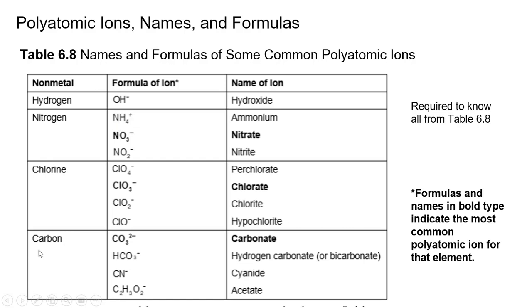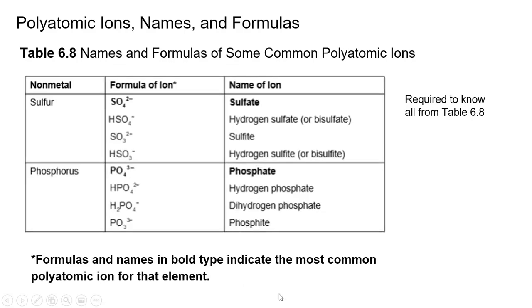And then we have carbon. We have carbonate. And then this one has a 2 minus with a 3. This one, it gets added with the hydrogen, which changes this charge, but it's still got 3. And then this is cyanide. And this is acetate, which we'll cover tomorrow. And unfortunately, there's still more you need to learn.